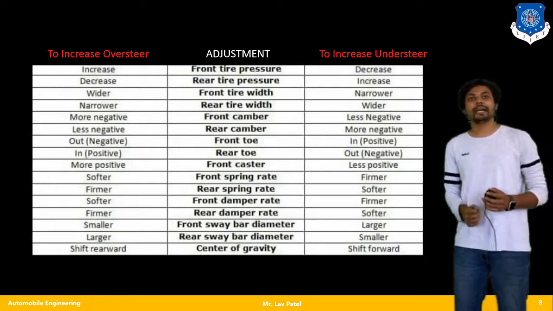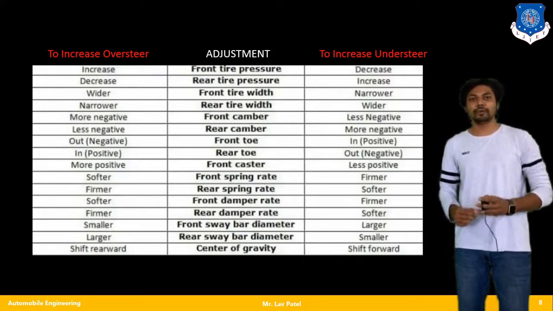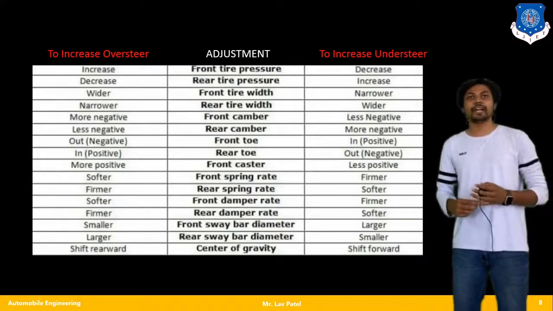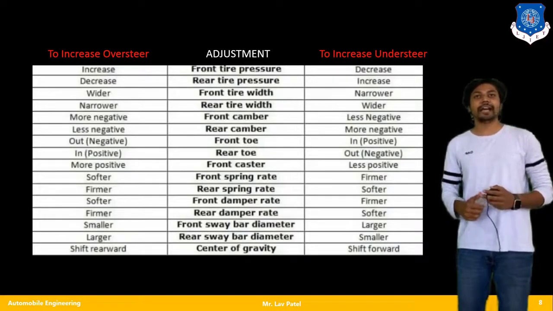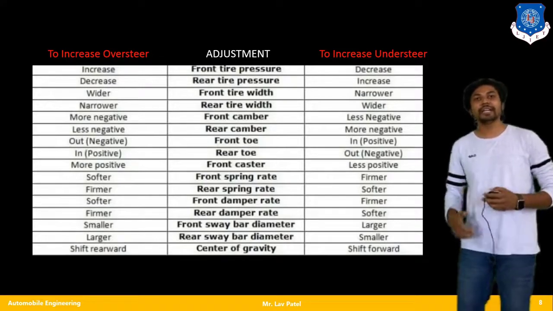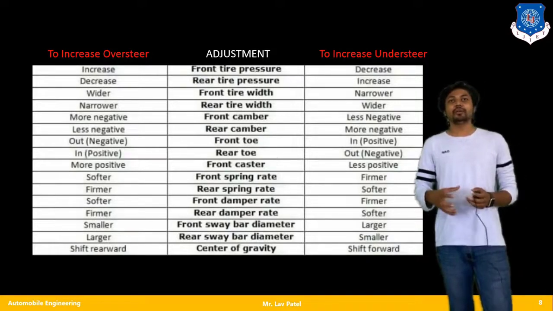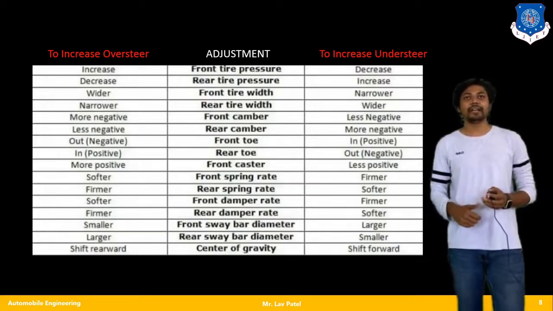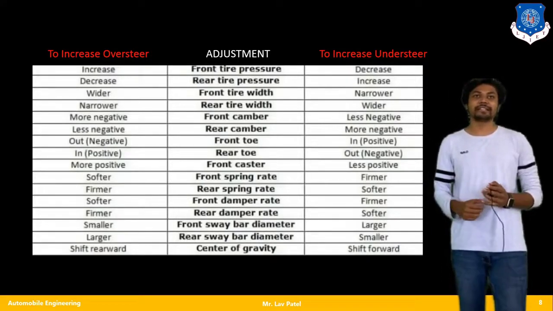Front tire pressure. There are several tire specifications that we have to keep in mind for the oversteering and understeering effect. First is the pressure, for front and rear. Also front tire width, again in the tire specification area, and rear tire width. Front camber, rear camber, so here camber angle comes into the picture. We have to adjust in such a way as to eliminate this oversteer and understeer effect. Again, toe in, toe out, front toe, rear toe. Caster effect is there, so front caster is there.